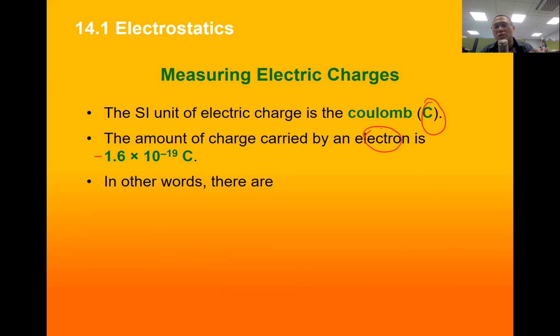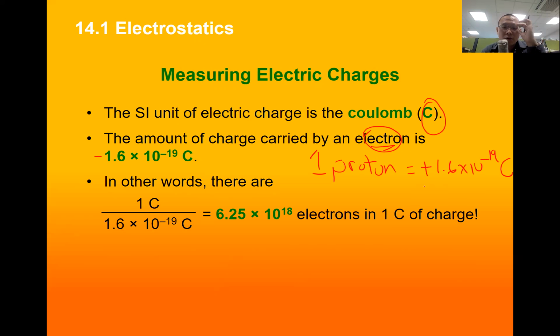So the charge of an electron is symbolized by negative 1.6 times 10 to the power minus 19 coulombs. Sometimes we just leave off the negative sign because we already mentioned it's the electron. If it's a proton, it will be positive. One single proton has a charge of 1.6 times 10 to the power minus 19. Sometimes we also don't write the positive sign because we know that it's a proton.